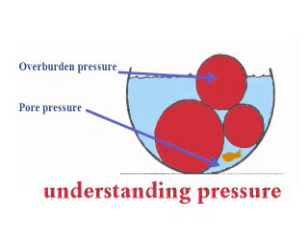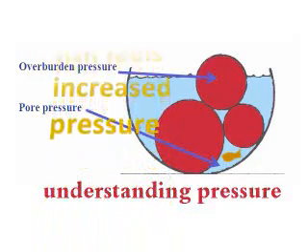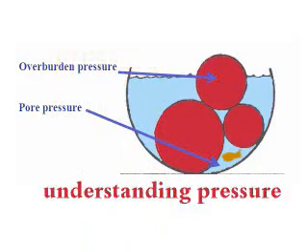Your fish is now in deeper water. In this space called pore pressure, the fish will feel the pressure. So the pressure on the balls is called overburden pressure and increases when you stack more balls. The pressure in the pore space is called pore pressure and increases when the water column rises.